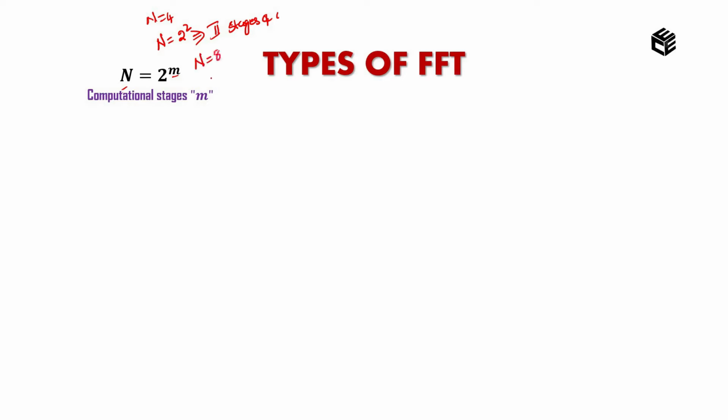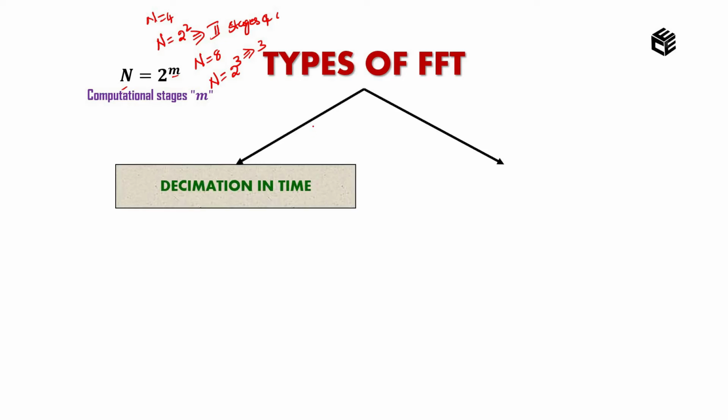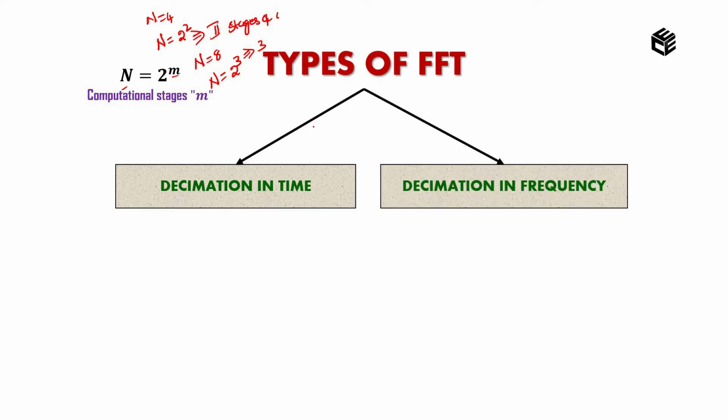If the n value is 8, then in terms of 2 to the power, we will write it as 2 to the power 3, so it has 3 stages of computation. So the number of computation stages depends upon the value of m, and it is a must condition for FFT. Now let's see the types of FFT. FFT can be broadly classified into 2 types: one is decimation in time domain and the other is decimation in frequency domain. In short form, they are called the DIT method and the DIF method.